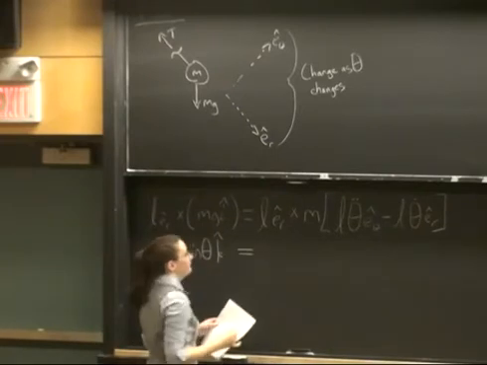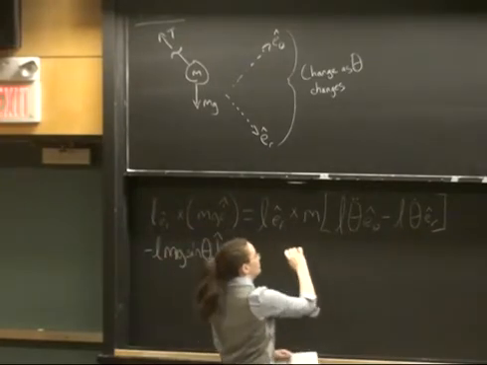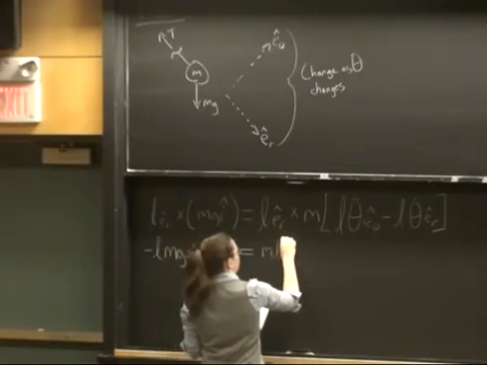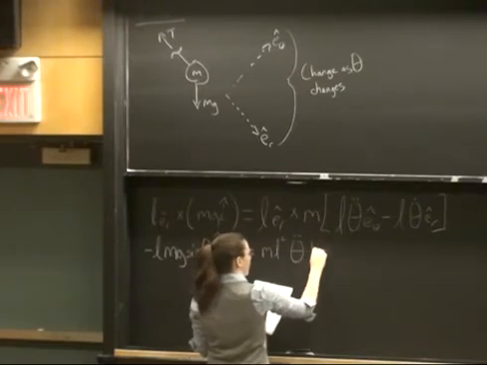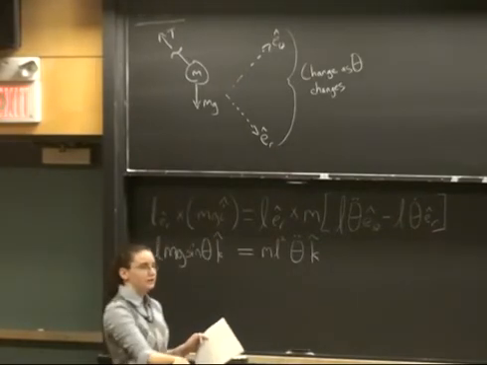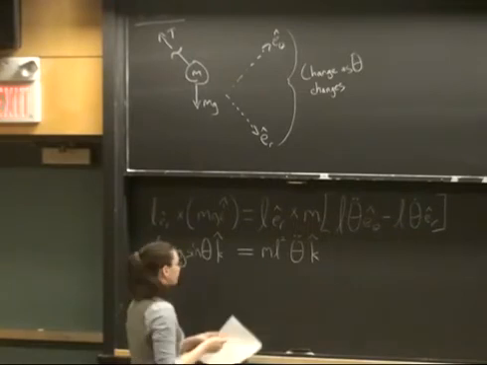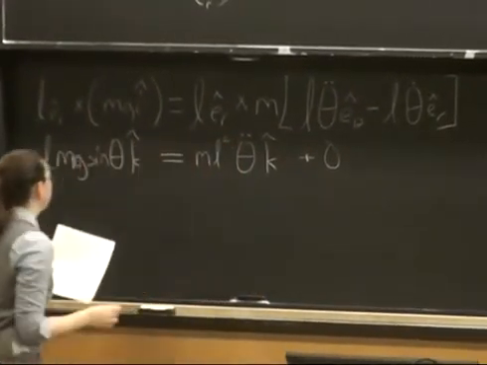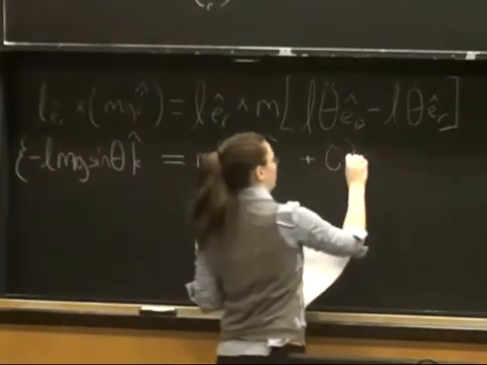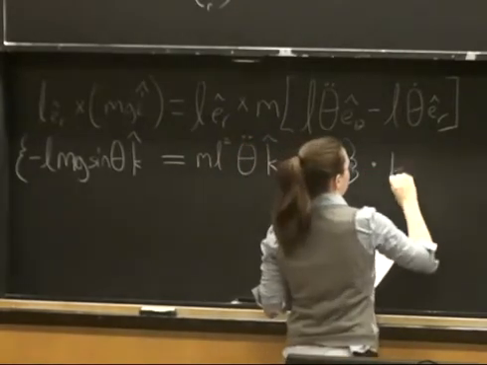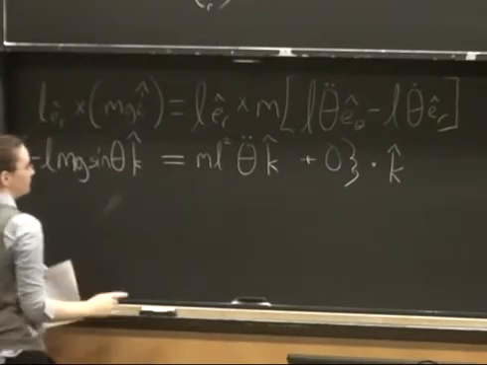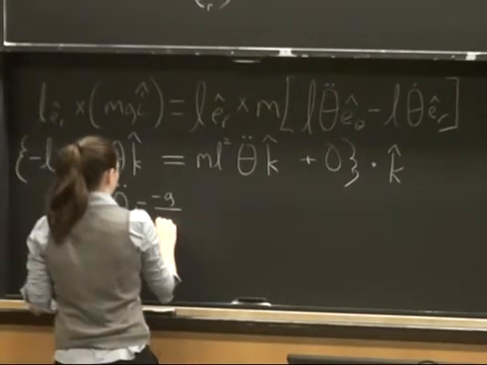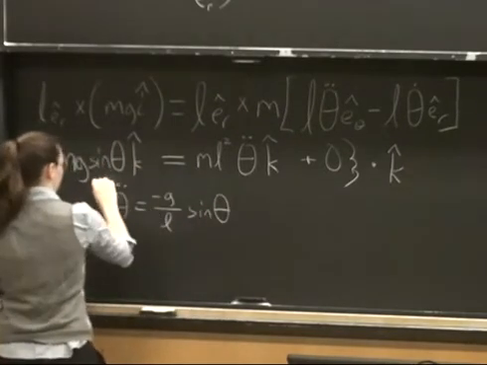And this is going to be equal to, so we have ER cross E theta hat. So that's M L squared theta double dot K hat, since ER cross E theta is K. And then we have ER cross ER, which goes to 0, which is nice, because now when we dot with K hat, and divide through by ML squared, we get theta double dot is equal to minus G over L sine theta, which is what we wanted.